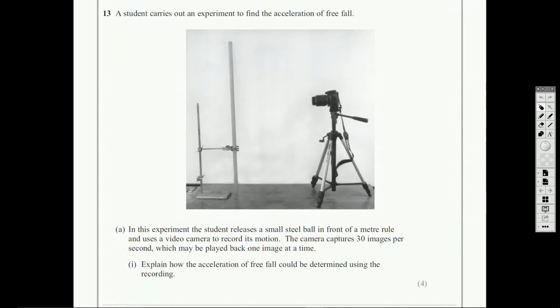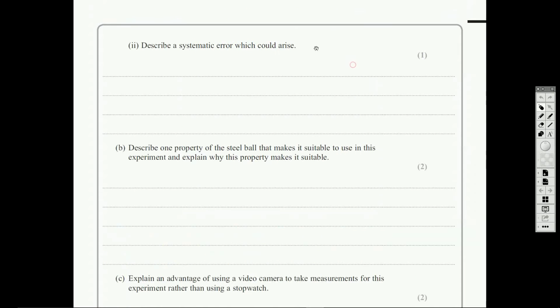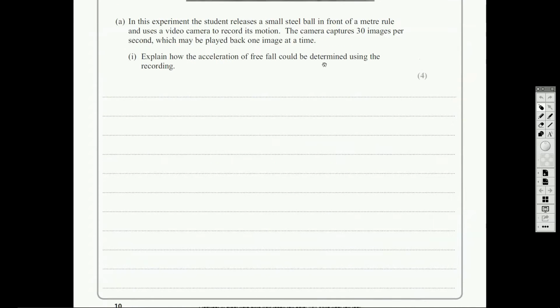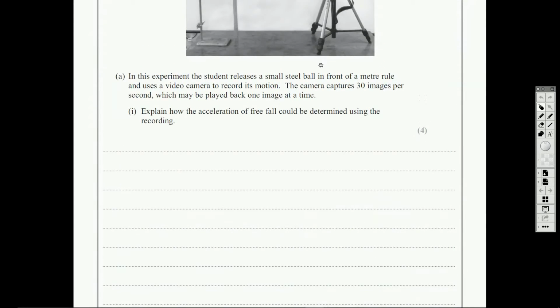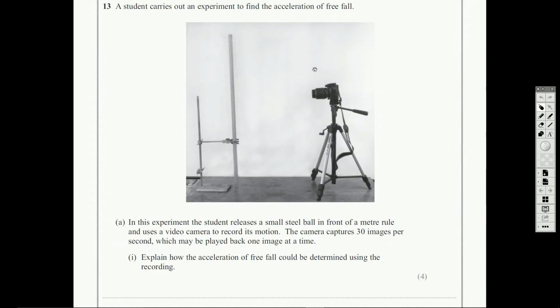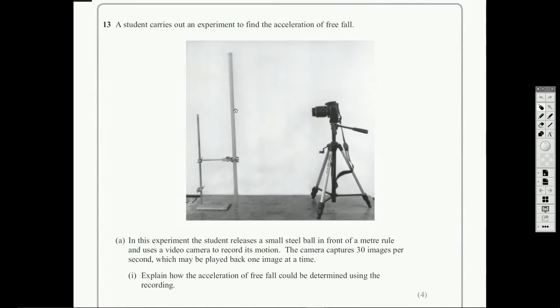So this is a question about using a video camera to calculate the acceleration due to freefall. The video camera is basically watching something fall in front of a ruler, and you have to explain how you can actually get to acceleration, g, using this setup.